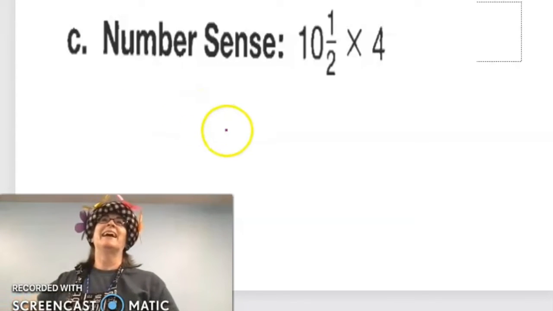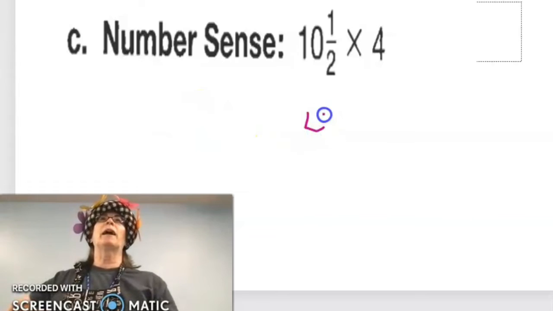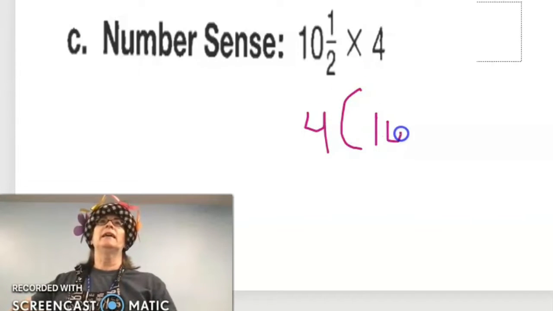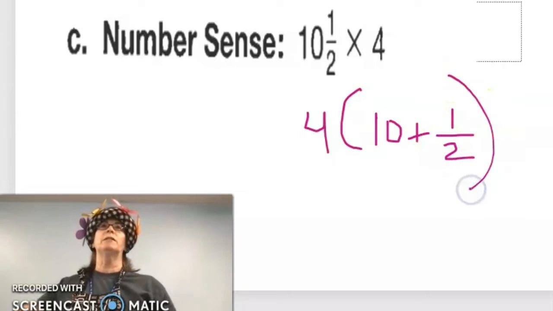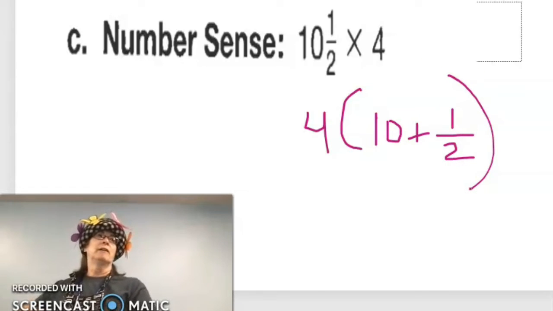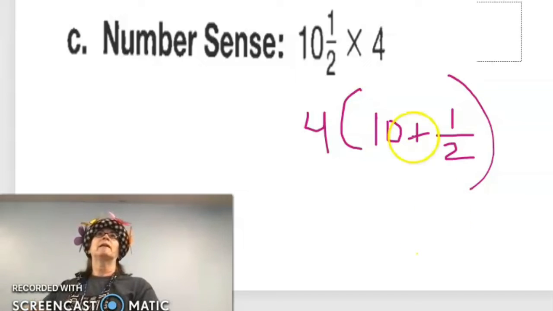All right. Okay, everybody, let's turn it around. 4 times 10 plus 1/2. You can take a mixed number and split it up. Now you can distribute, and what do you get? 42. So 10, yeah, you're right, 42.